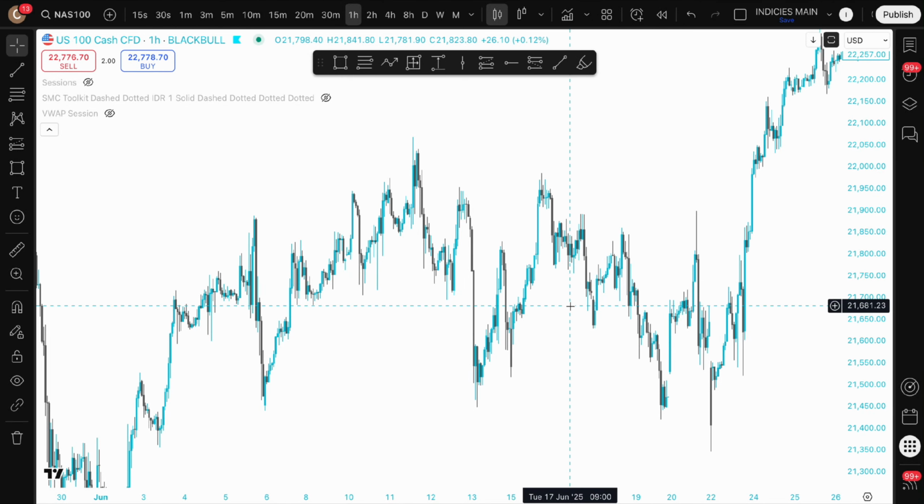Alright team, so welcome to module 5. Here we're going to go through support and resistance and the importance of support and resistance in terms of trading.